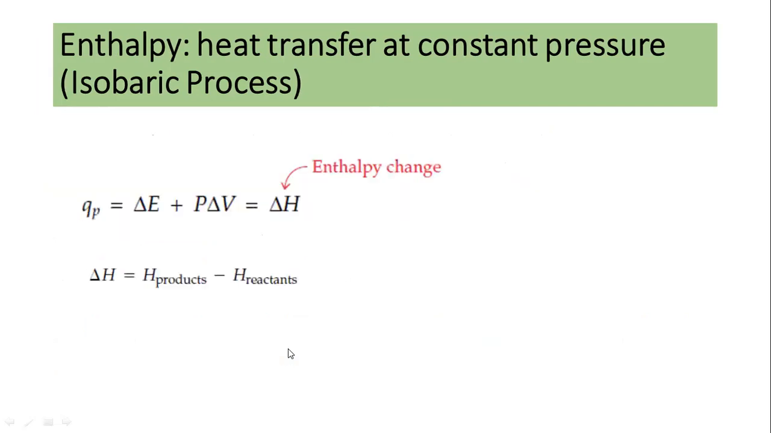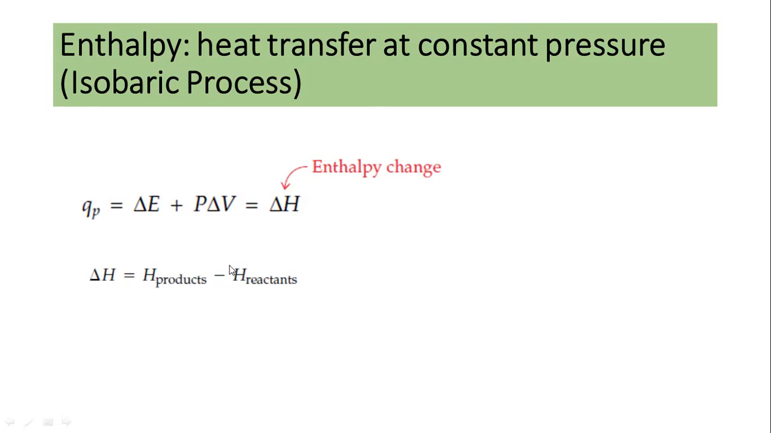That means the change in enthalpy will be equal to delta E plus P delta V, as written over here. So the heat transfer at constant pressure will be equal to this, and this is equal to delta H. So delta Q will be equal to delta H. You can say that the change in enthalpy is the heat transfer at constant pressure, in an isobaric process.